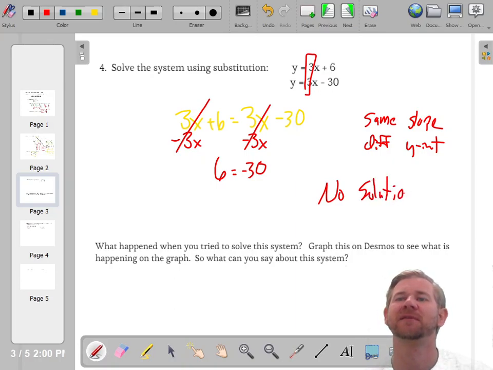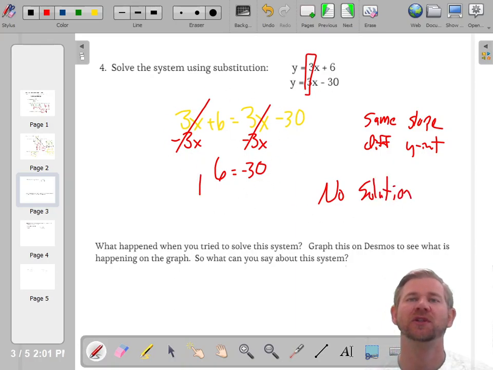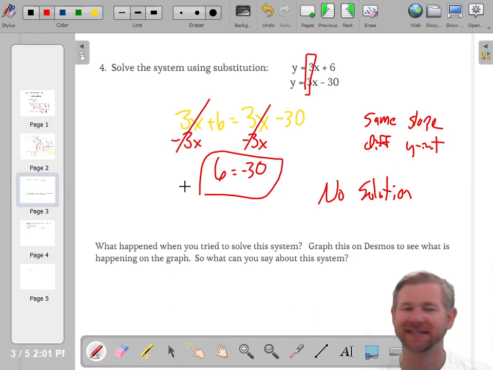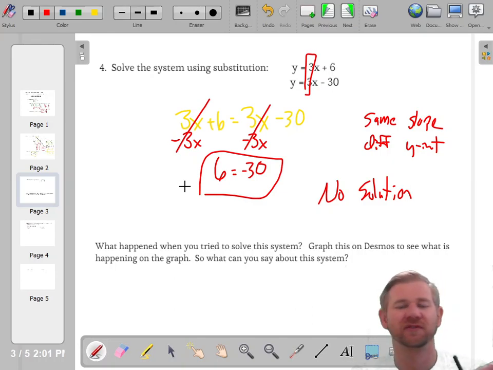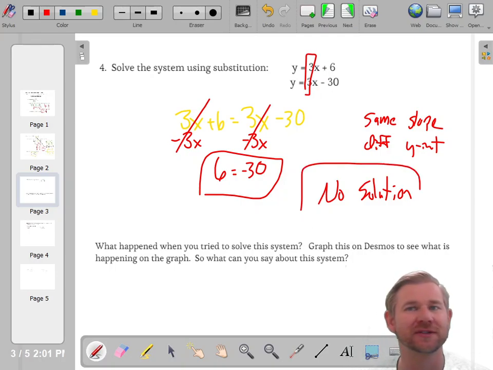And when you do these problems algebraically, when you get a statement that is not a true statement, 6 does not equal -30, there's no variables there. That's just a false statement. We broke the equation. We're like, something's wrong. I can't solve this. You can't solve it because they don't ever intersect. Okay, so there is no solution.